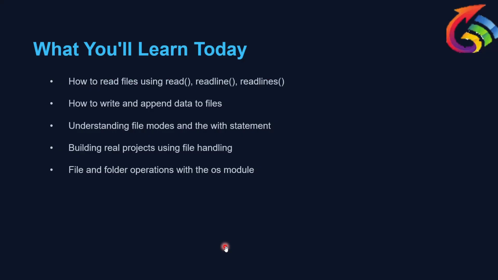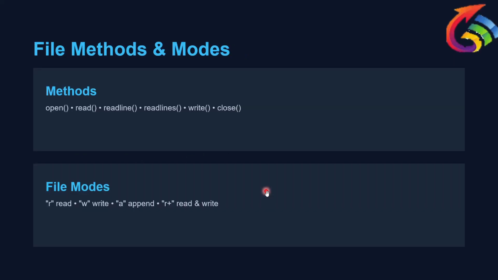So let's get started. We'll be learning many things today, like readlines, different file modes, then the OS module, and much more. So let us start by quickly naming the different file handling methods in Python. So open, readline, readlines, write, close. And of course, we have different file modes like read, write, append, and read and write.